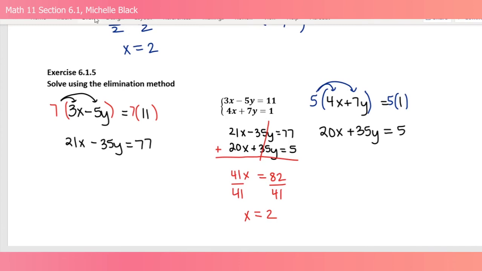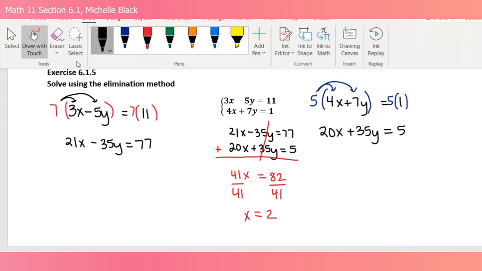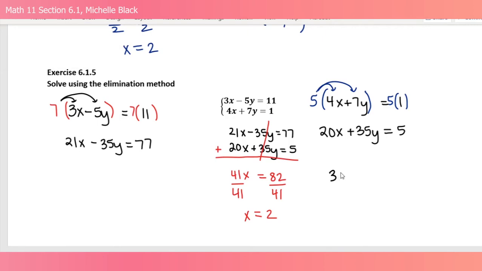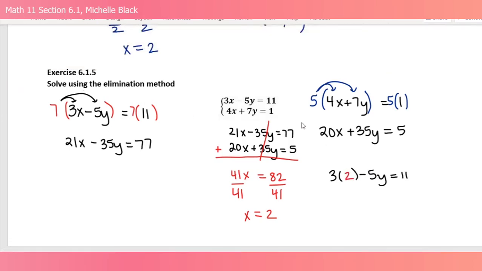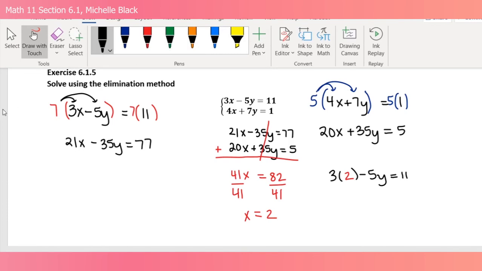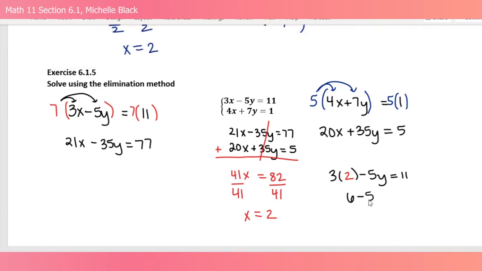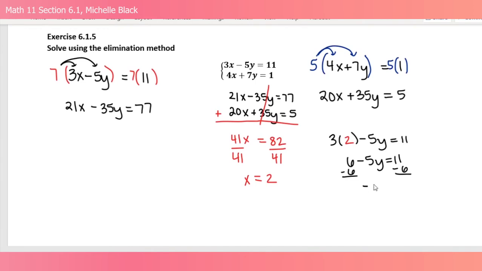And like before, we just substitute this back into one of the original equations and we'll get y. So I'm going to plug it into the top equation. I'm plugging in that x equals 2 and solving for y. And we get back y equals negative 1. So the solution to this system is the point 2, 1.